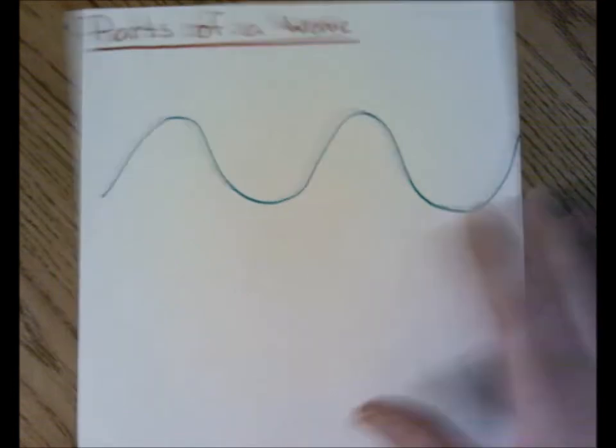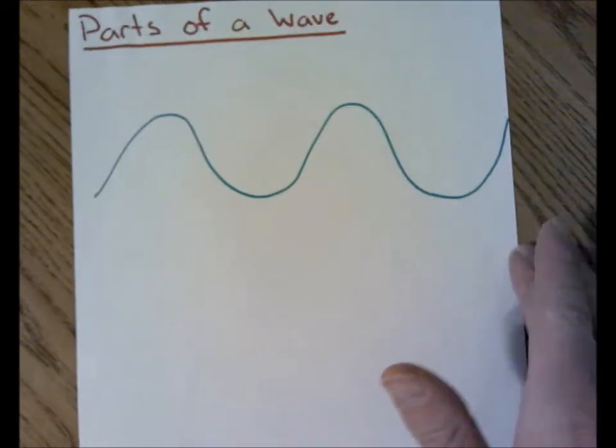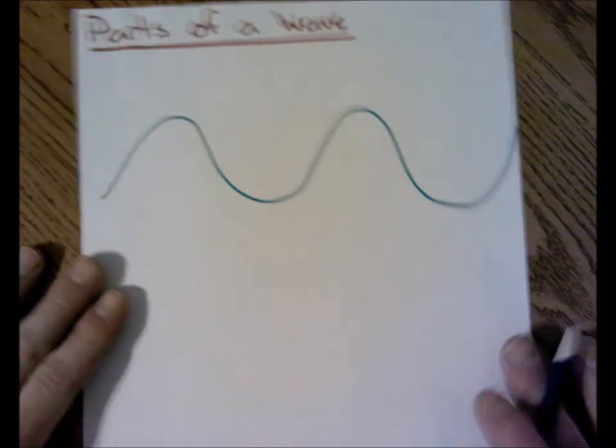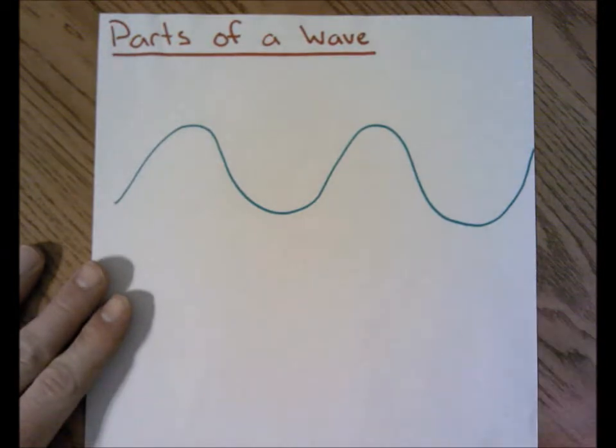Okay, so with this picture of our wave, this is our standard transverse wave. We also have another type of wave called a longitudinal wave, which we'll talk about here in a little bit. But I want to go over the basic parts of a particular wave with this transverse wave. There is another version, and we'll talk about it here in a second.